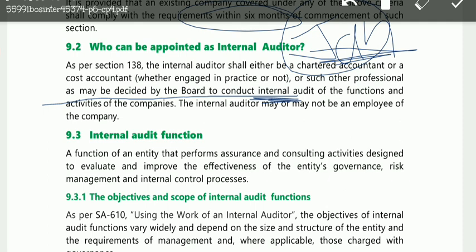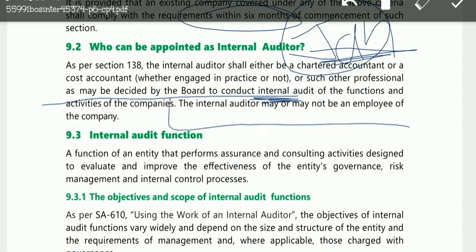So you will write no, and the board can appoint an internal auditor only for internal audit purposes. They cannot appoint a company auditor. The company auditor's criteria is different. So the internal auditor may or may not be an employee of the company.